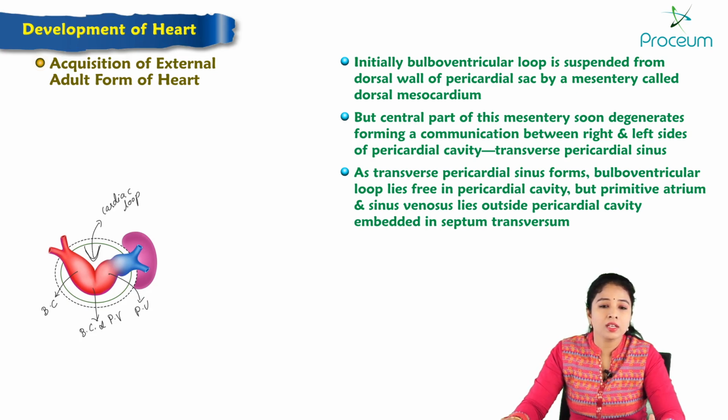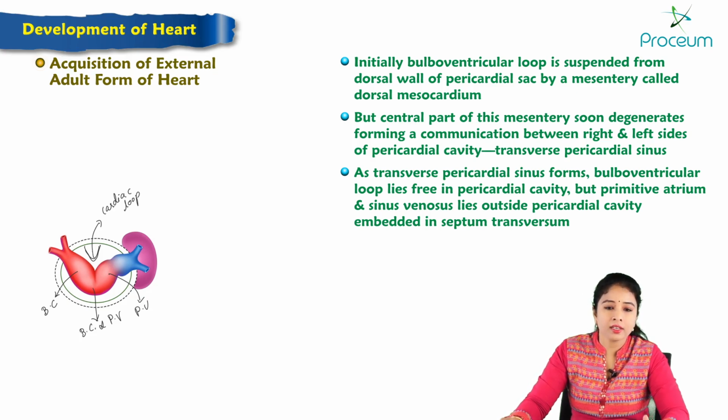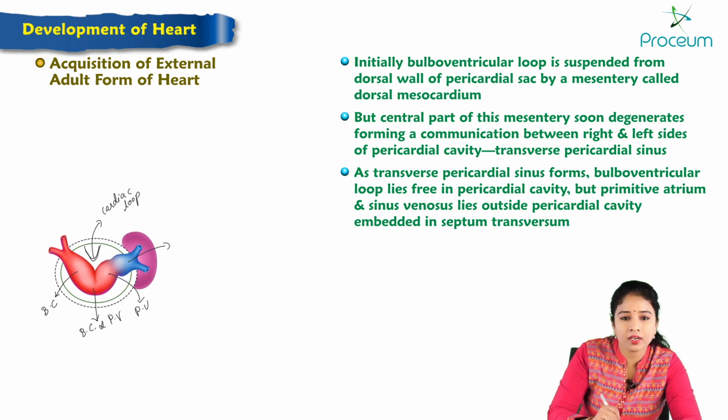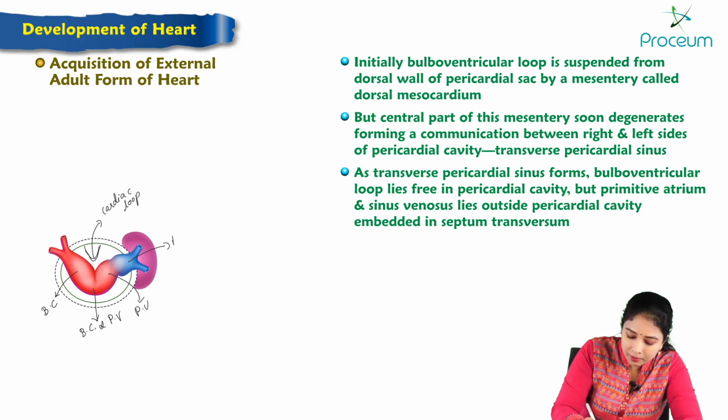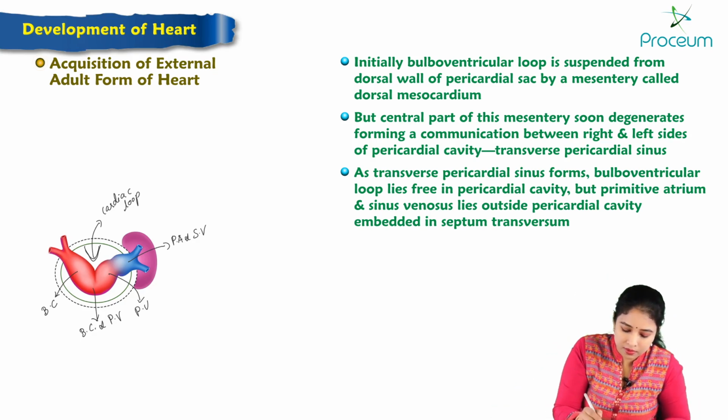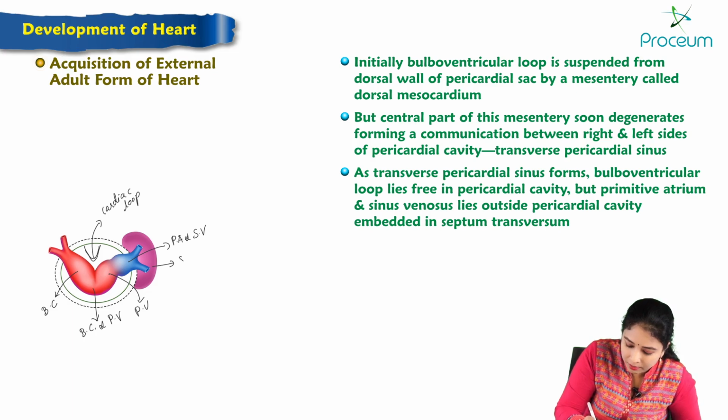Then, about this bulboventricular loop, it lies freely in the pericardial cavity, but the primitive atrium and sinus venosus lie outside the pericardial cavity. So you can see it is plunged into the septum transversum, almost outside the pericardial cavity. So this is the primitive atrium and sinus venosus, which is embedded in the septum transversum. This purple one is the septum transversum.